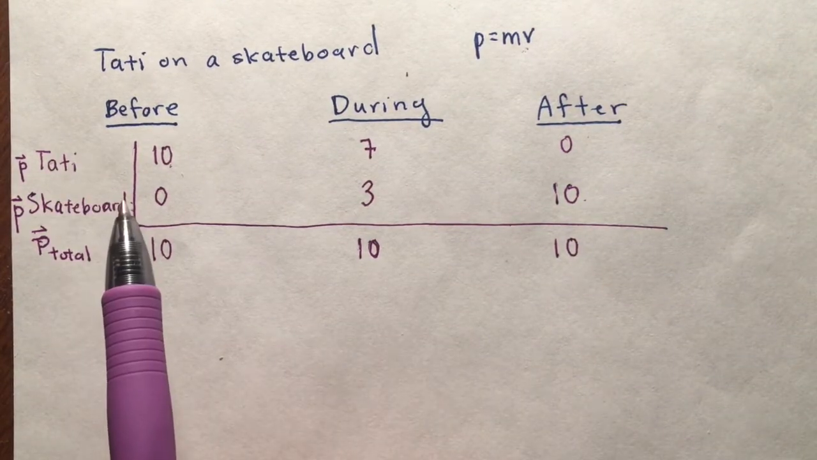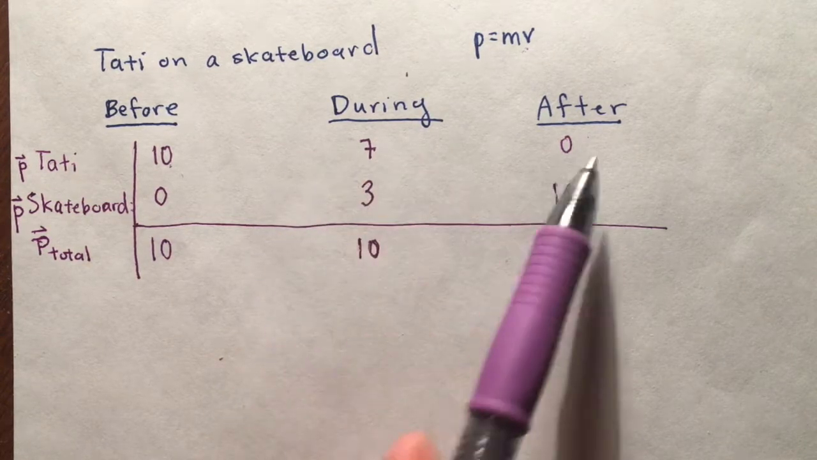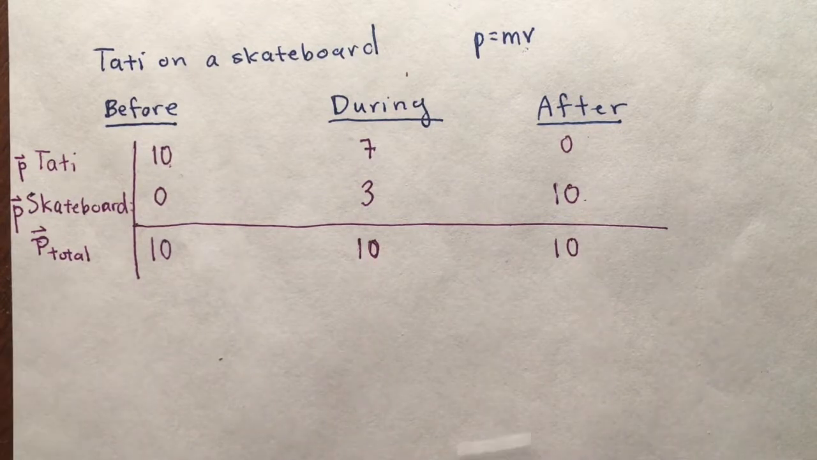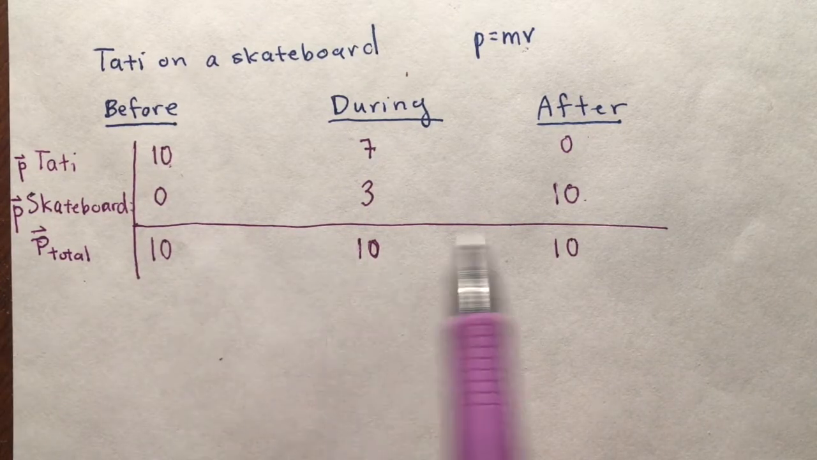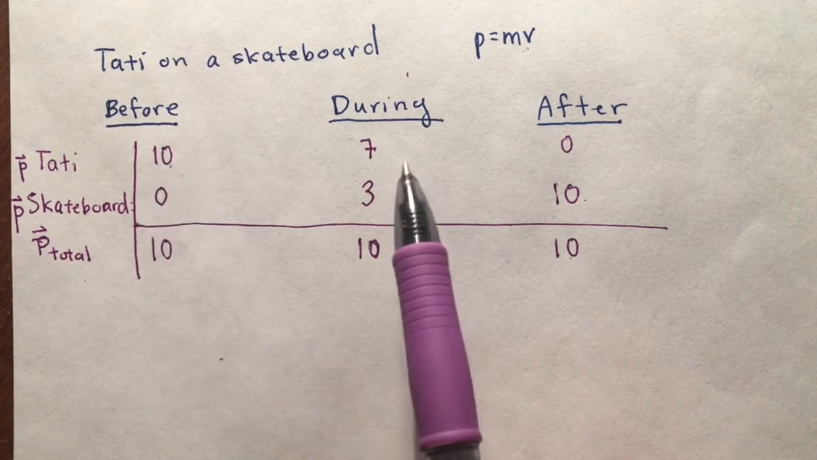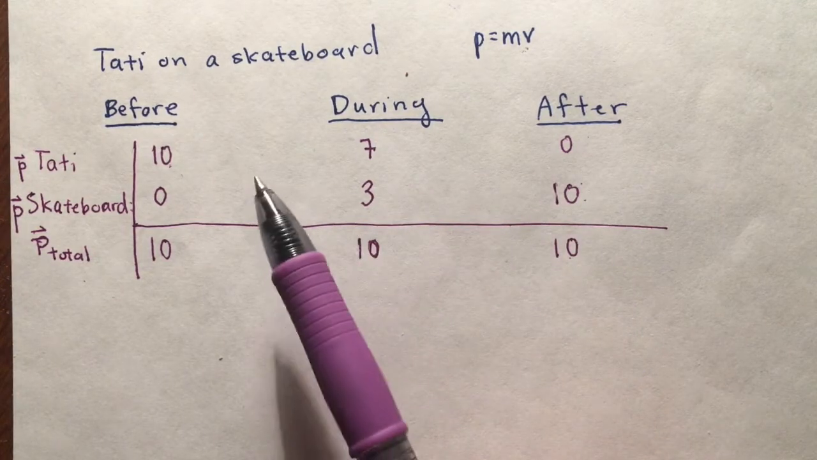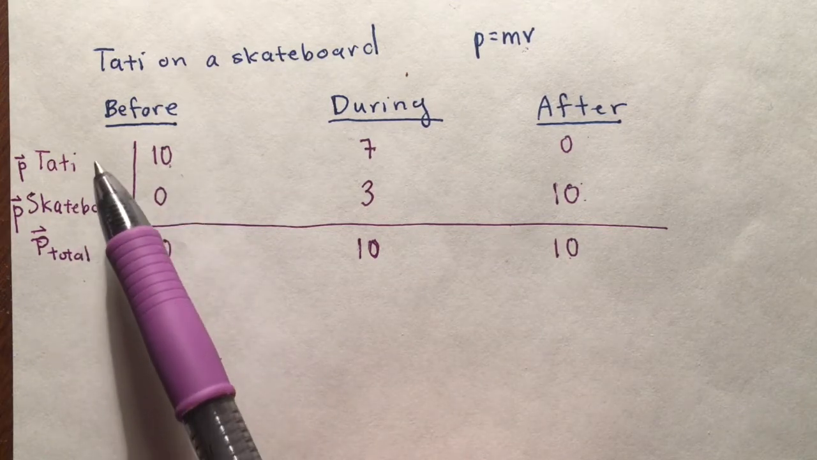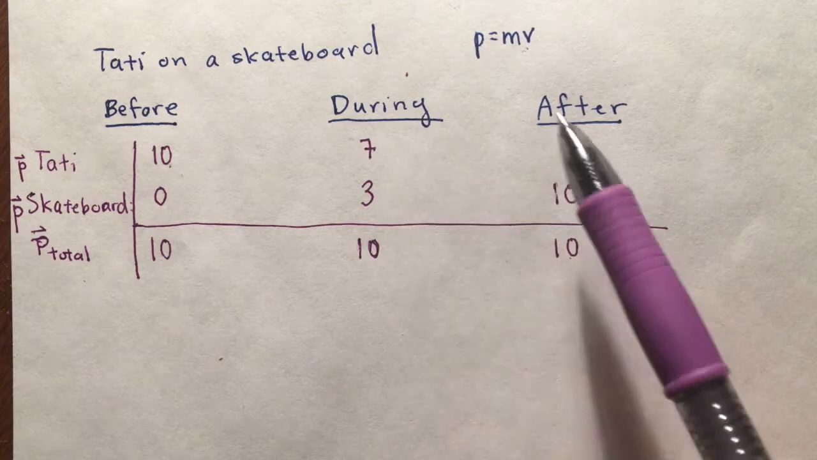So before I jumped onto the skateboard, while I was riding with the skateboard, and after I jumped off of the skateboard, because there were no outside forces on the system, the total momentum of the system stayed the same. It was always 10. Now the momentum of the individual components of the system changed, which is okay. So the momentum can go back and forth between me and the skateboard. It can go back and forth between different components of the system.